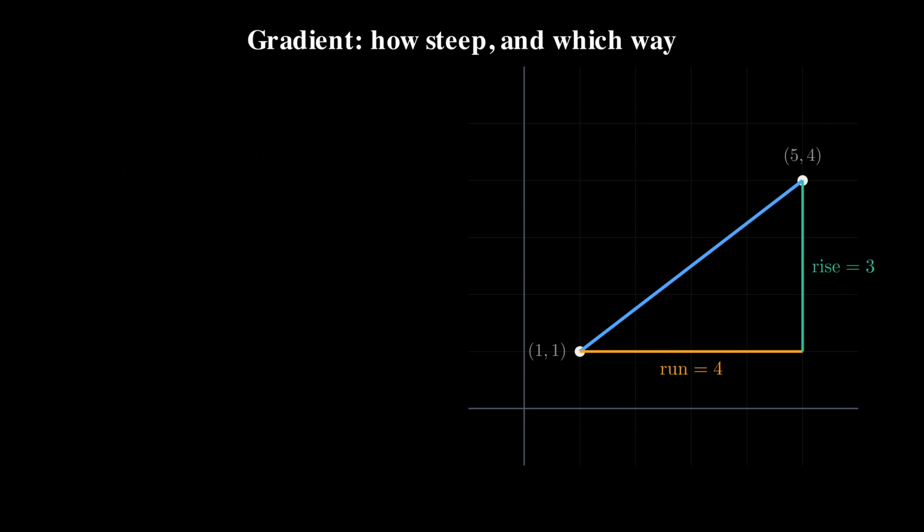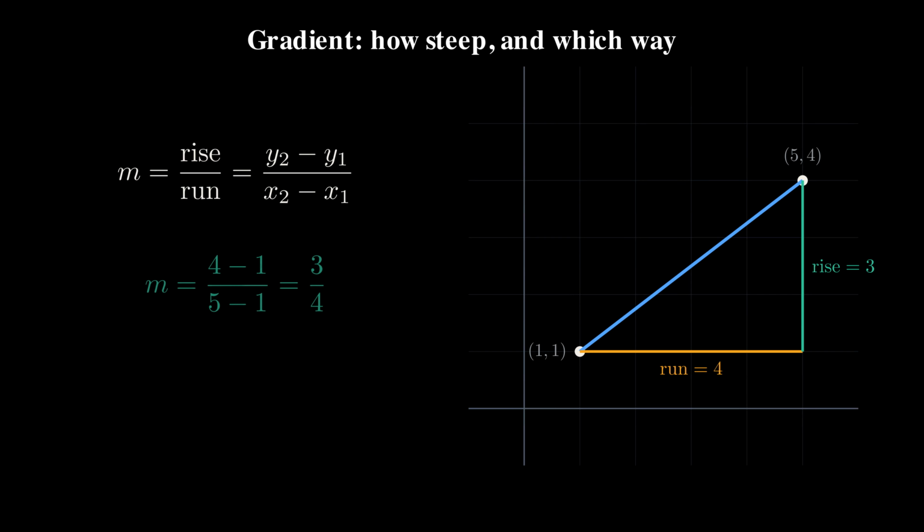As a formula, that's y2 minus y1 over x2 minus x1. The change in y over the change in x. Here we rise 3 and run 4. So the gradient is 3/4. Keep the order consistent. Whichever point you call first for the y's, use the same one for the x's.